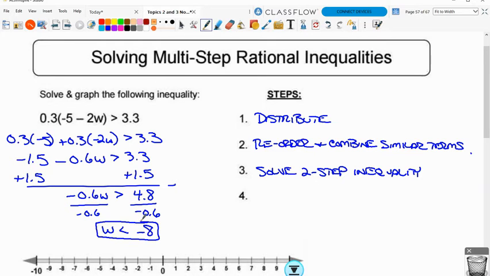And now what we're going to have to do in step number 4 is graph the solution. Since we had w less than -8, it can't be equal to -8, so I'm going to start by putting an open circle right on -8. And now to be less than that value, I need to shade the number line to the left and bold the arrow in that direction. Any of these numbers that we've shaded in would be a solution to our original inequality.